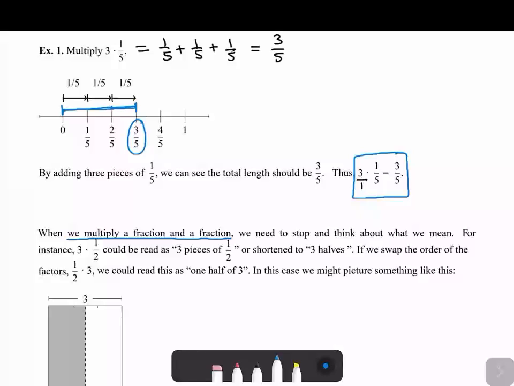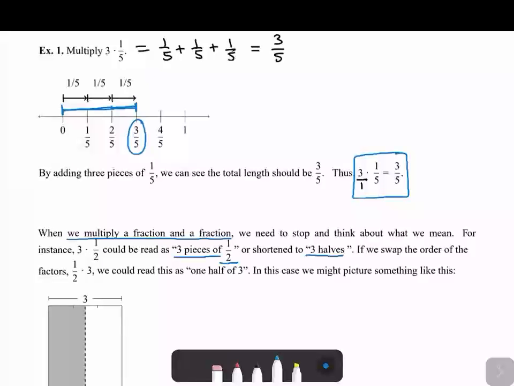Kind of similar to what we just did, instead of thinking about 3 times 1/5, let's think about 3 times 1/2. If we think about it in this repeated addition model, this is 3 pieces of length 1/2, or just 3 halves. 3 times 1/2 means we have 1/2 3 times, so we just have 3 halves.